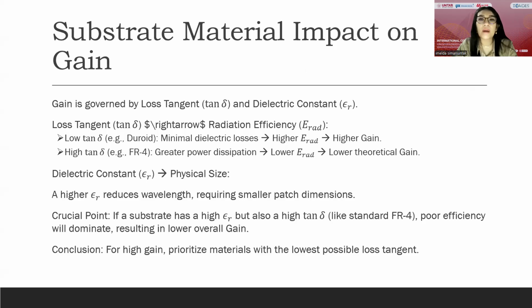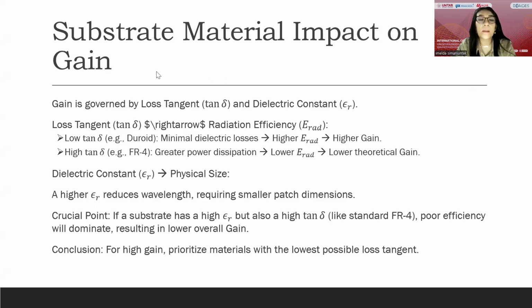The main impact on the gain comes from using five materials of substrate across the three scenarios.